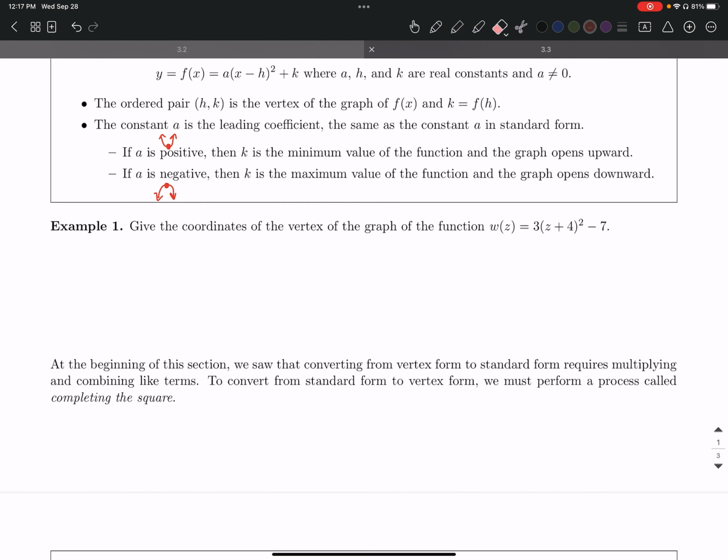Our first example asks us to give the coordinates of the vertex of the graph of the quadratic function w of z equals 3(z plus 4) squared minus 7. In our case, our vertex form has been given, but I'm just going to rewrite the formula with a z instead of an x. So our formula is a times (x minus h) squared plus k. I'm going to write it as a times (z minus h) squared plus k. And the goal is to figure out what would be playing the role of h and k in 3 times (z plus 4) squared minus 7.